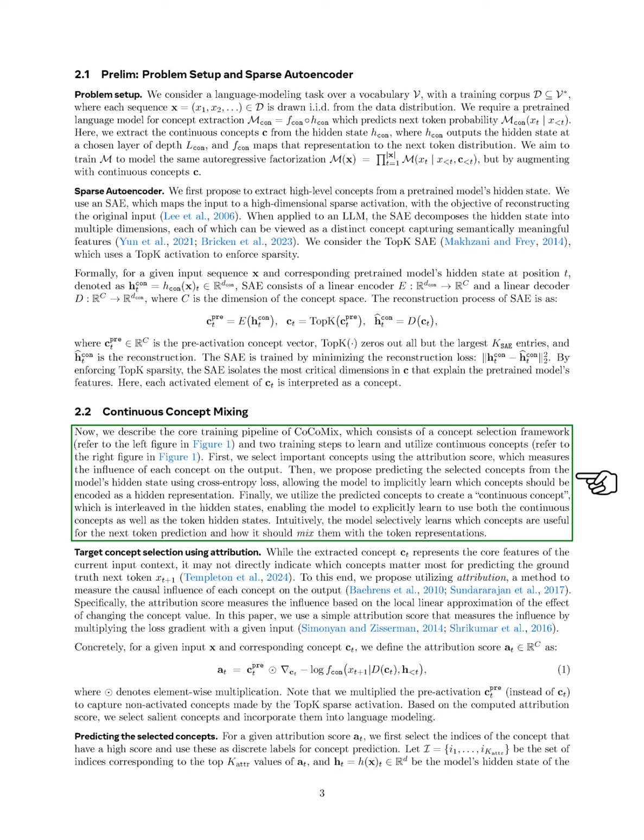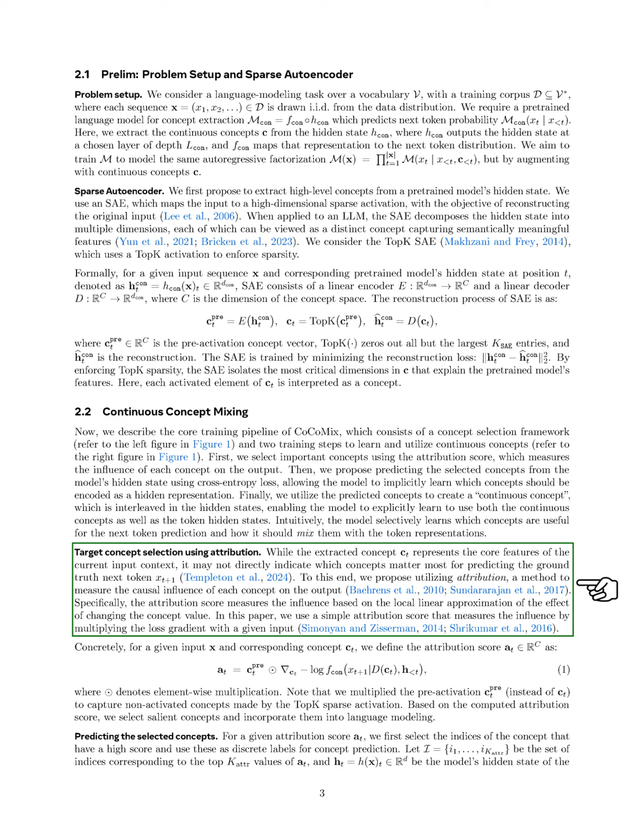For selecting target concepts, we note that while the extracted concept represents key features of the current input, it doesn't necessarily show which concepts are most relevant for predicting the next token. To address this, we use attribution, which measures the impact of each concept on the output. Specifically, we calculate the attribution score by multiplying the loss gradient with the input. This score helps us identify significant concepts to include in our language modeling.